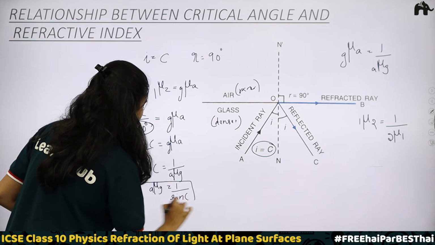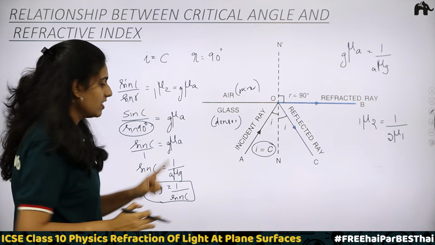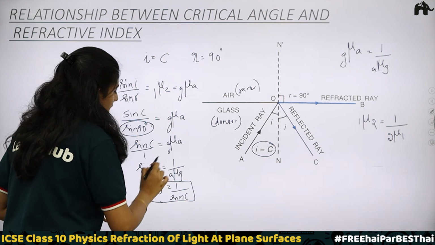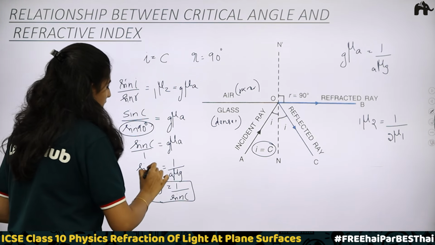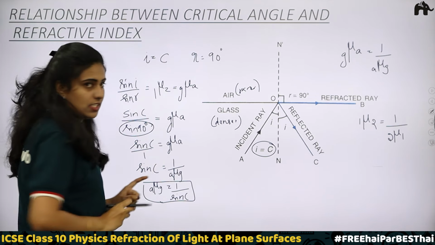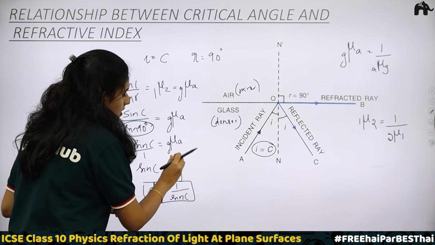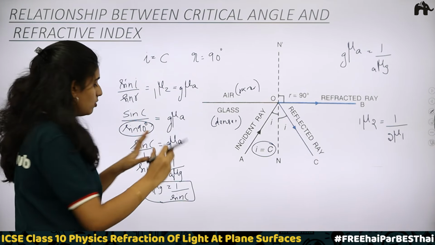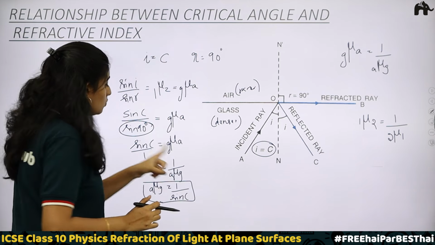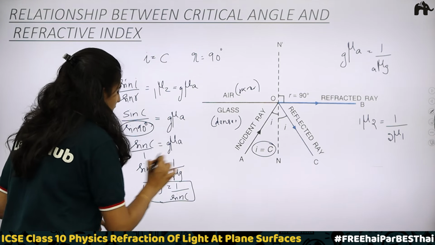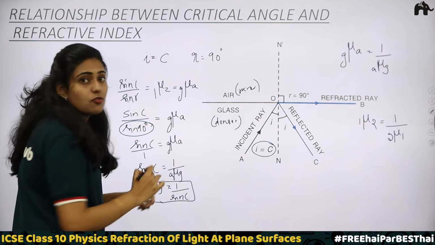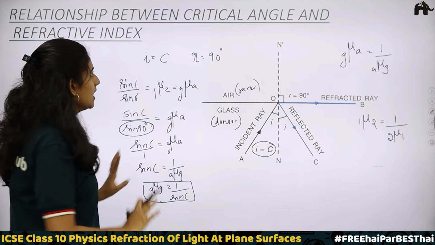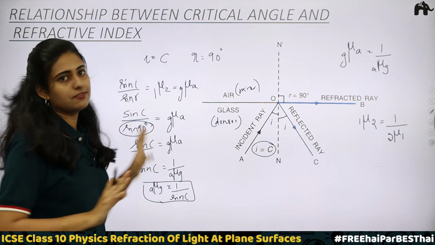So, if you know the critical angle, we can find the refractive index of the first medium, or you can find the critical angle just by taking the sine inverse. After finding 1 by the refractive index of second medium with respect to first medium, you have to take the sine inverse of it, and you will be getting the critical angle. So, in order to find critical angle, we just need to know the refractive index of the denser medium. Clear? So, this is the relationship between critical angle and the refractive index.